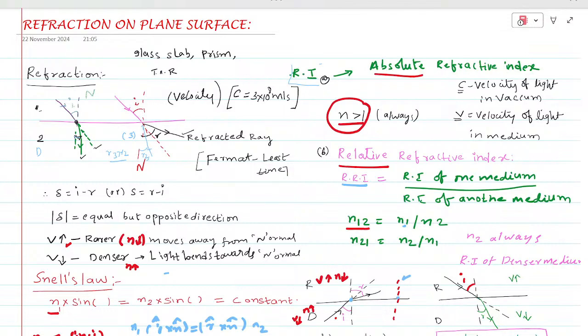Coming to refraction, it is the phenomenon where light traveling from one medium to another medium takes a bending, a deviation, at the interface of the two separating media. That is because of the change in light velocity from one medium to another, and it depends on the nature of the medium.